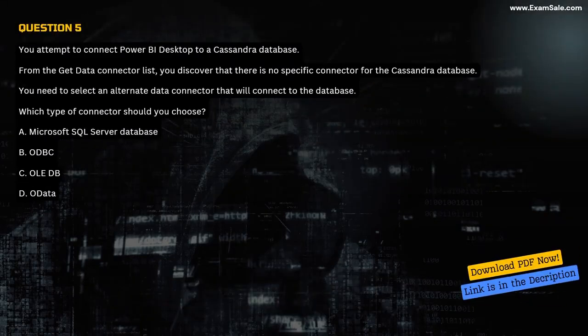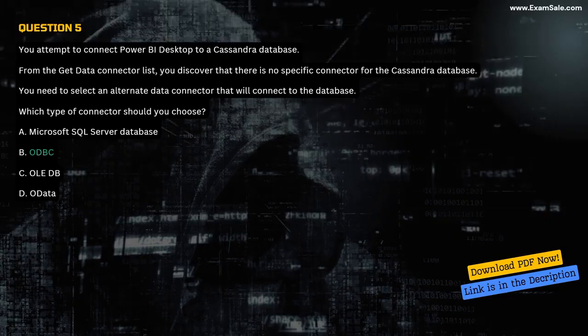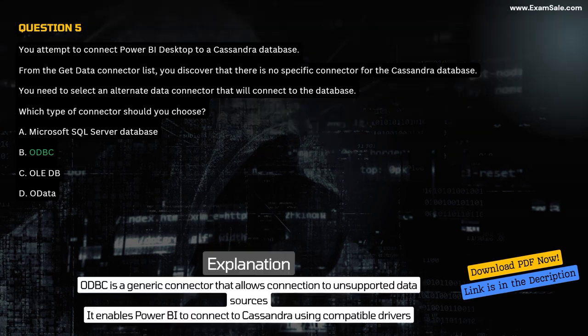Question 5. You attempt to connect Power BI Desktop to a Cassandra database. From the Get Data Connector list, you discover that there is no specific connector for the Cassandra database. You need to select an alternate data connector that will connect to the database. Which type of connector should you choose? A. Microsoft SQL Server Database. B. ODBC. C. OLEDB. D. OData. Correct answer B. ODBC.